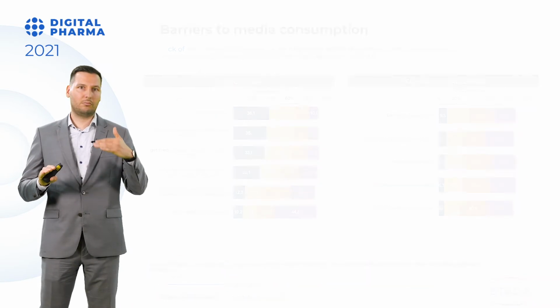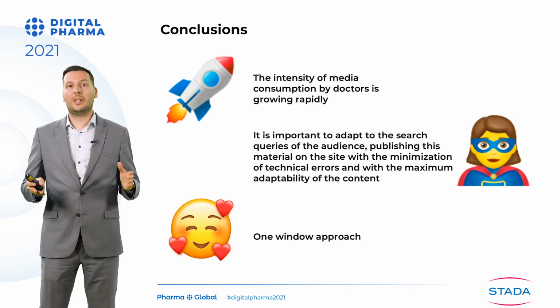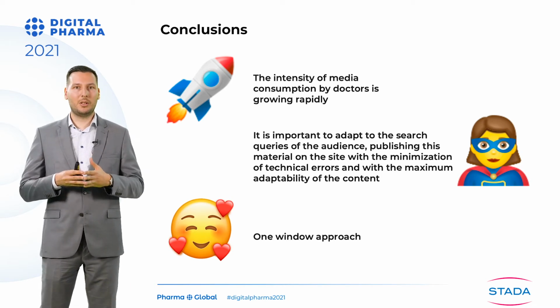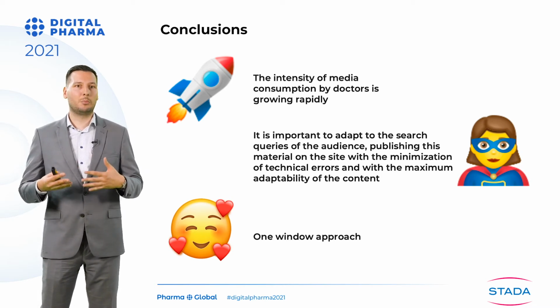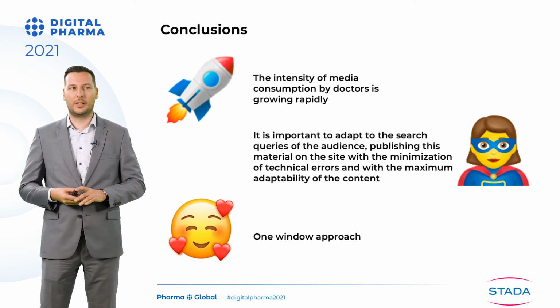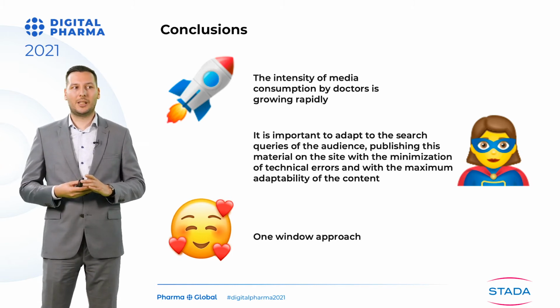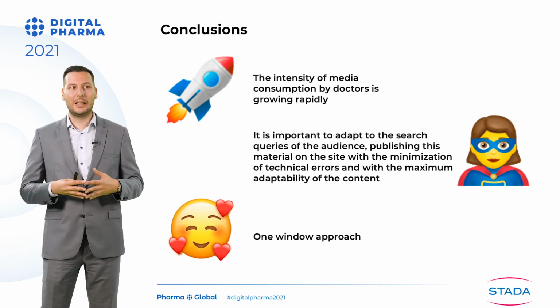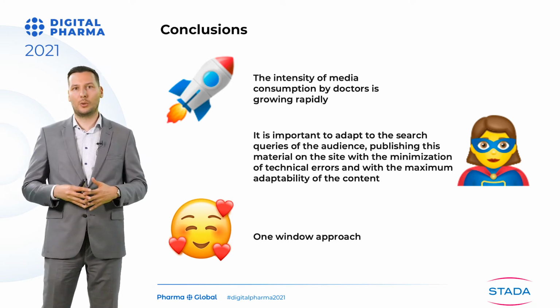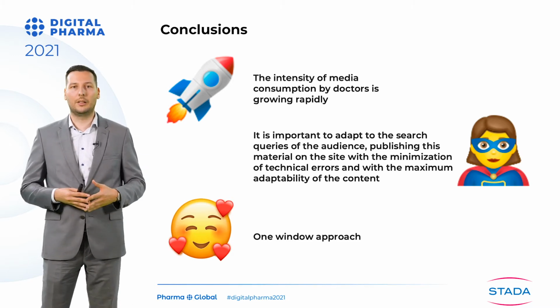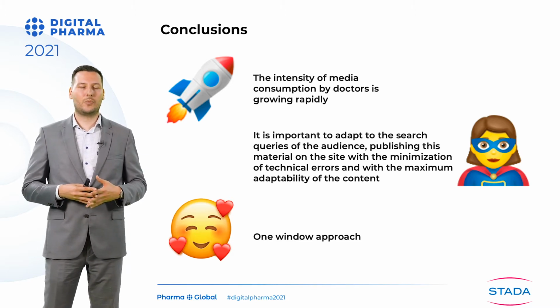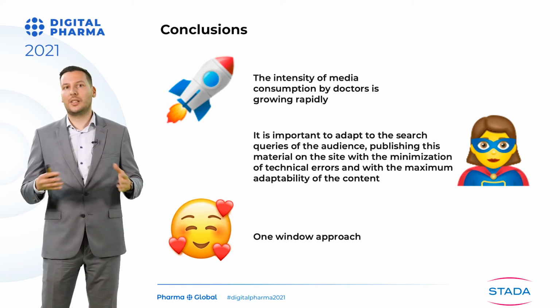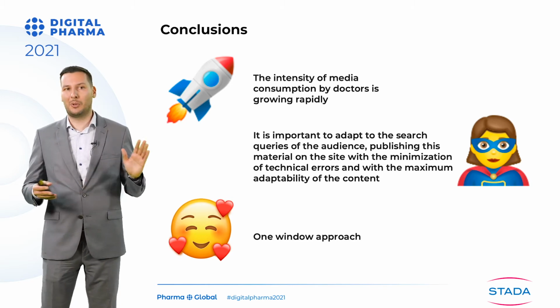Finally, we can have several preliminary conclusions. The intensity of media consumption by the doctors is growing rapidly compared to 18 months ago. On the other hand, it's very important to adapt to the search requests of the audience, the requests that have been important to the doctors, and to minimize the technical complications by adapting the content as actively as possible. And the third thing is the one window approach. This is very important. For each of us, it is very important.